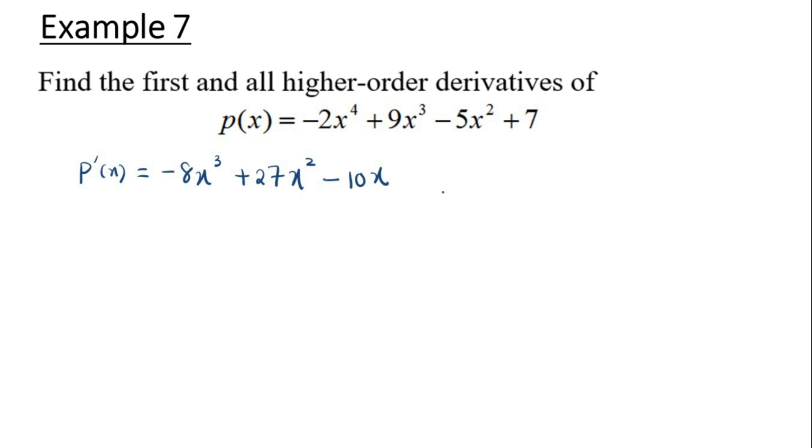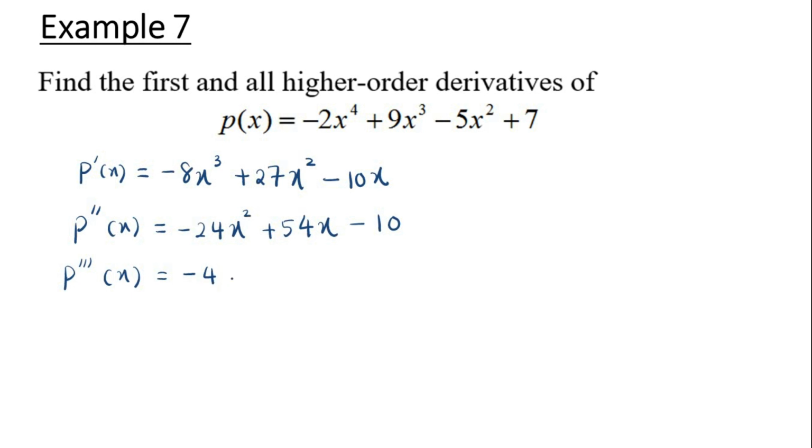Okay, moving on. For second derivative, we can use the symbol of p double prime. So differentiate your first derivative, we're going to get negative 24x squared plus 54x minus 10. And then for third derivative, we're going to use the symbol of p triple prime. So negative 48x plus 54. Next one, we differentiate it for the fourth time.